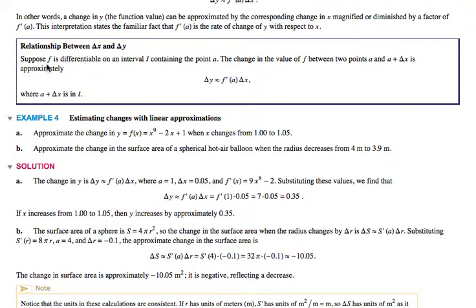So supposing f is differentiable on some interval containing a, the change in the value of the function between two points, a and some other point slightly bigger than a, is going to approximately be the derivative of that function at a times the change in x, so long as a plus delta x is inside the interval.